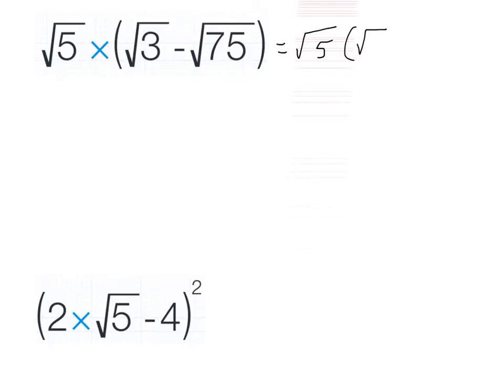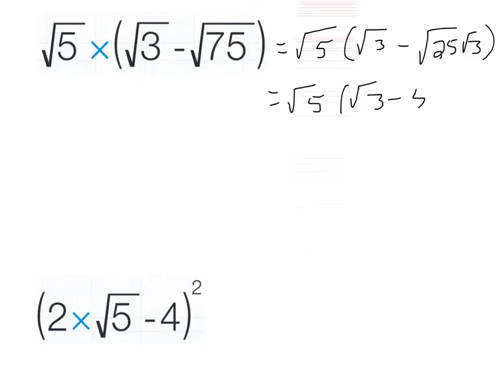And then inside parentheses, I've got the square root of 3. That's already simplified. Now think about 75. 75 can actually be broken down and be written as the square root of 25 times the square root of 3. And that's actually pretty convenient because I see something else that's going to happen here. I'm going to have the square root of 5 times the square root of 3 minus 5 square root of 3.